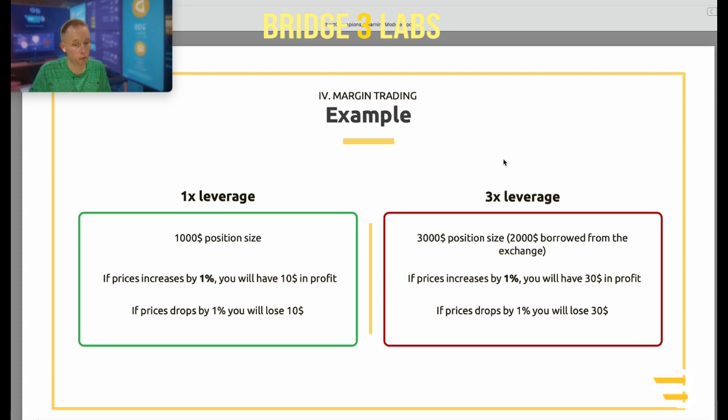Same thing on 3x leverage. We have a $3,000 position size, $2,000 borrowed from the exchange. If the price increases by 1%, we'll have $30 in profit. If the price drops by 1%, we'll lose $30. What I want you to keep in mind here is both of these positions, the one on the left in green and the one on the right in red, they both were taken with $1,000. Traded with only $1,000, the exact same amount. The reason this says 3,000 is this was on 3x leverage.